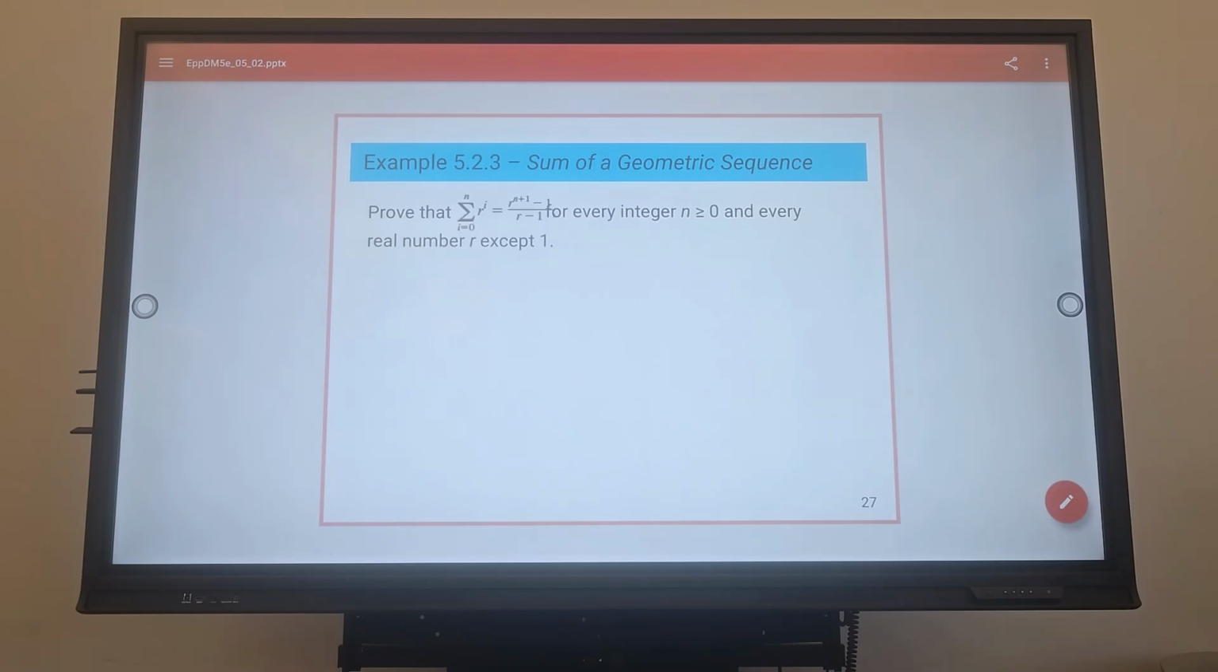Prove that the summation of r to the i from i equals 0 to n equals r to the n plus 1 minus 1 all over r minus 1 for every integer n greater than or equal to 0 and every real number except 1.